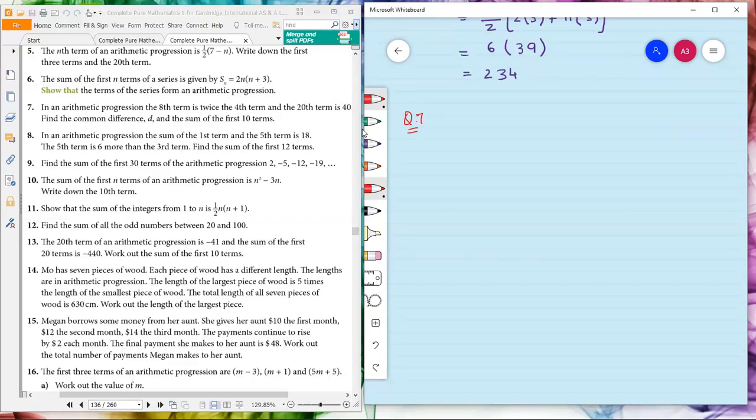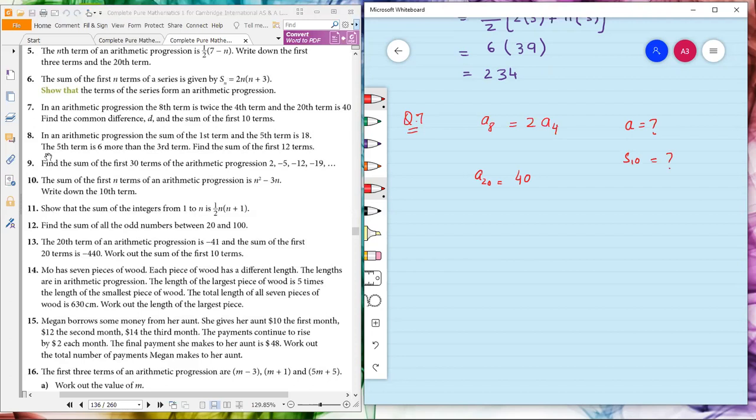Okay. In an arithmetic progression, the 8th term is twice the fourth term. He said the 8th term is twice, meaning a8 equals 2 times a4. And the 20th term is 40. Find the common difference d and the sum of the first n terms. The 20th term means a20 is equal to 40, and you have to find a, d and the sum of the first n terms.